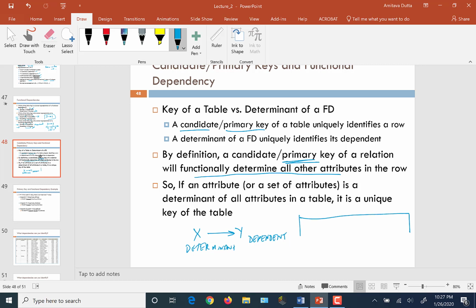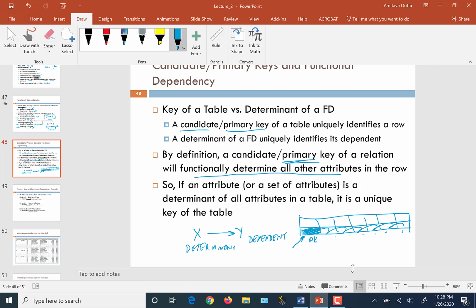If you think of a relation, it has lots of columns, and let's focus on one particular row. Let's say this attribute is the primary key. What does it mean for this attribute to be the primary key? The definition is, if I give you the value of the primary key, you can tell me all the other values in that row. Okay? So the primary key uniquely identifies the full row.